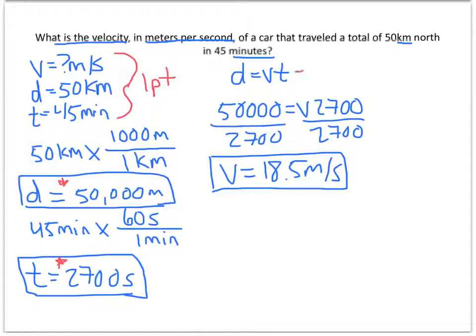You get 1 point for listing the correct formula that you'll be using. You get 1 point for the correct answer with the correct units. You need the correct units with it or else it's not a correct answer. And you get 2 points for showing your work. And showing your work isn't just putting the variables into the formula and then spitting out an answer. It's actually showing what you did to get that answer. As simple as what I just did here, dividing both sides by 2,700.